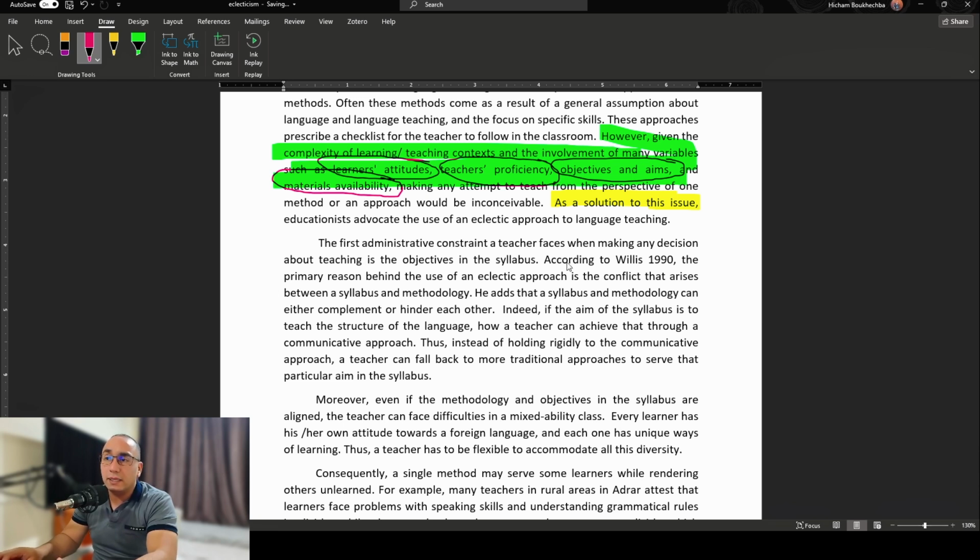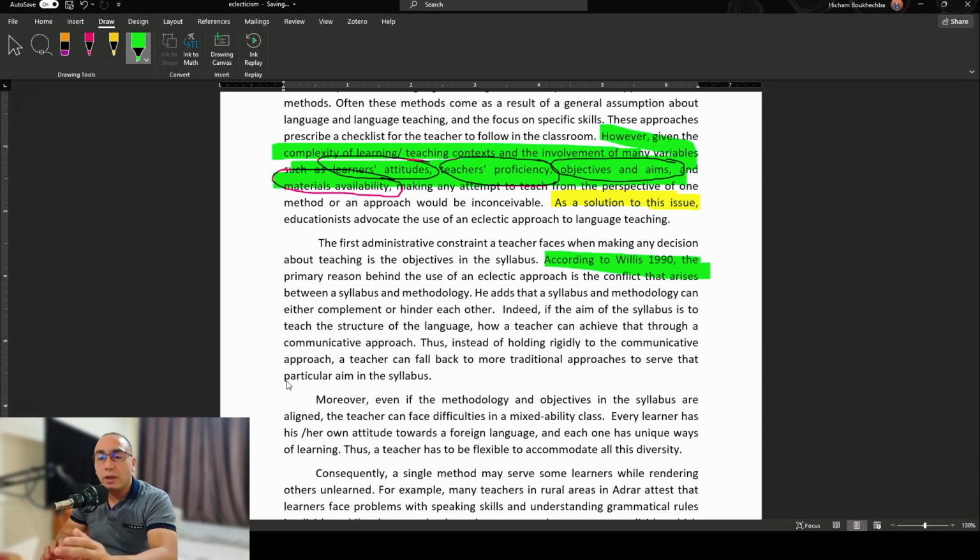According to Willis 1990, and this is where it's really good to add a citation, the primary reason behind the use of an eclectic approach is the conflict that arises between a syllabus and methodology. Here it means methods of teaching; maybe I would change this word if I were writing an essay now. He adds that a syllabus and methodology can either complement or hinder each other. How so? Indeed, if the aim of the syllabus is to teach the structure of the language, how can a teacher achieve that through a communicative approach? Thus, instead of holding rigidly to the communicative approach, a teacher can fall back on more traditional approaches to serve that particular aim in the syllabus.